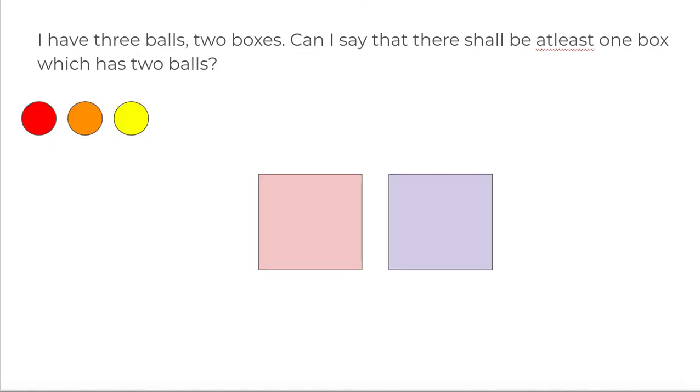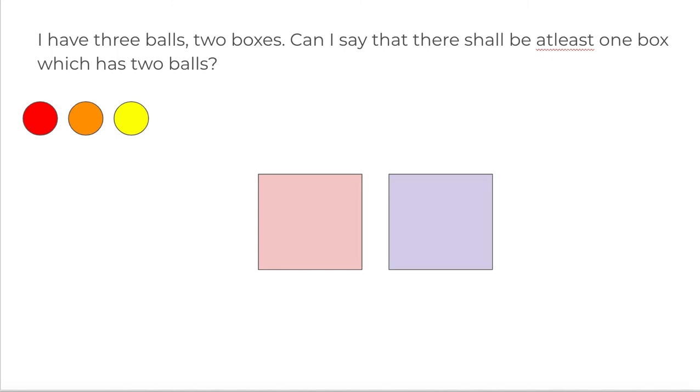I have 3 balls and 2 boxes. Can I say there is at least one box that will always have 2 balls in it? So I'm just saying that if I put the 3 balls into the boxes, whichever way I put them, there will be at least one box which has 2 balls or more in it. I'm placing the 3 balls into the boxes, and I want to see if there is any way that there won't always be one box that has 2 balls in it.